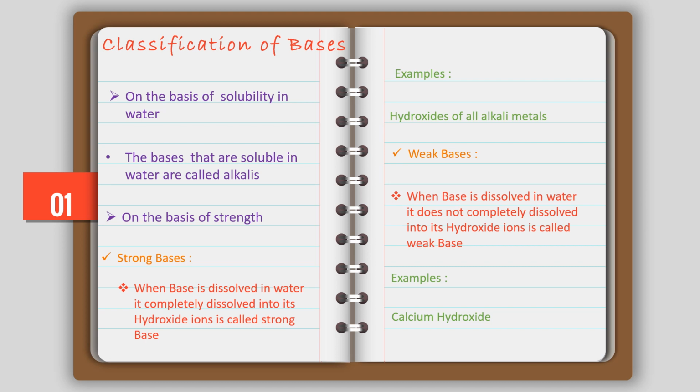Weak base. When a base is dissolved in water, it does not completely dissociate into ions. As we can say, in a strong base, it completely dissociates into hydroxide ions, but in a weak base, it dissociates only partially, not completely. Example, calcium hydroxide, ammonium hydroxide, etc. Next.